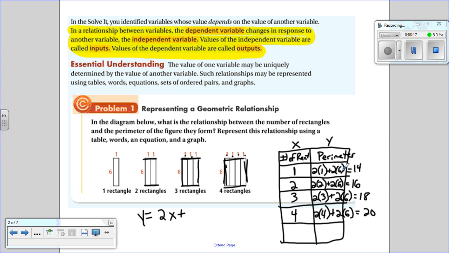So 2 times x, plus we always added how much here? We always added 2 times 6. We always added 12. And so now that is our equation.